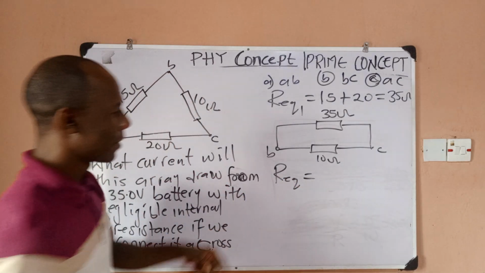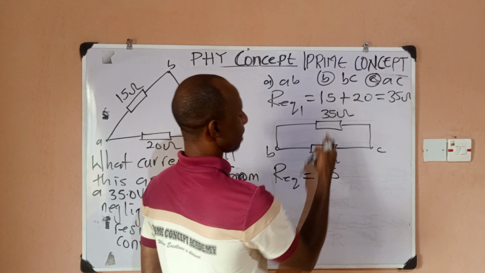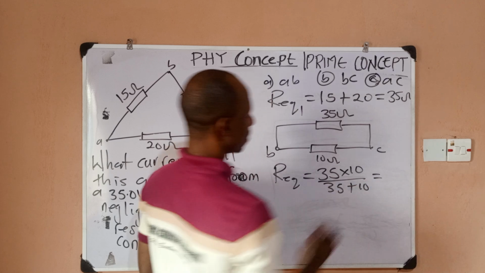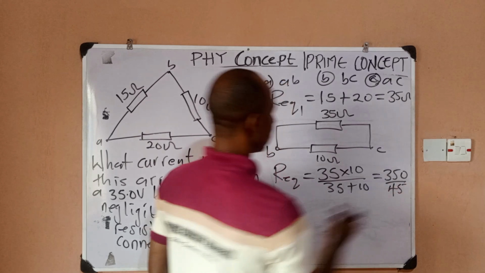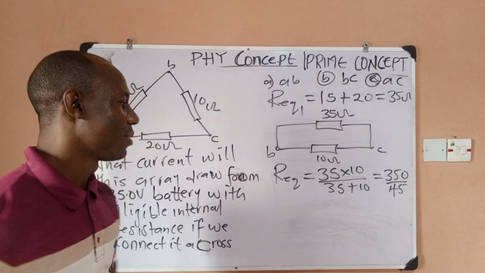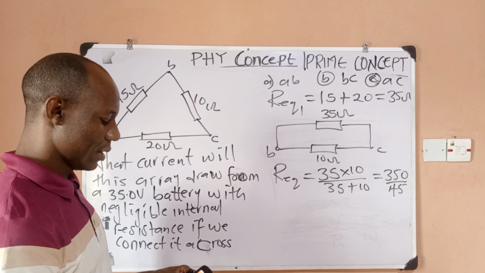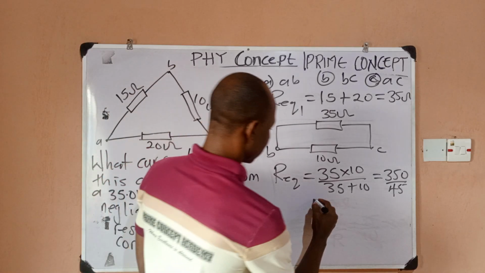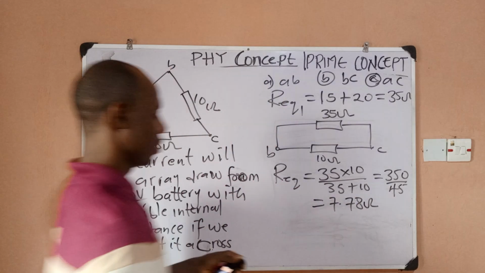The equivalent, remember, these two are in parallel now. So I'm going to have 35, that's their product, 35 times 10 divided by 35 plus 10. This is going to give us 350 divided by 45, right? If I divide 350 by 45, it's going to give me 7.78 ohms. So this is what I have.